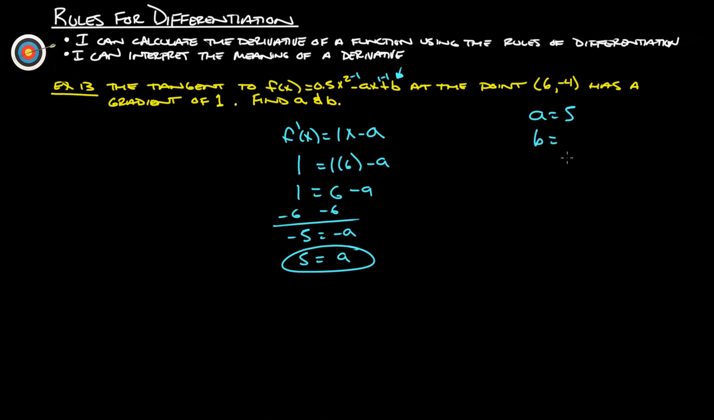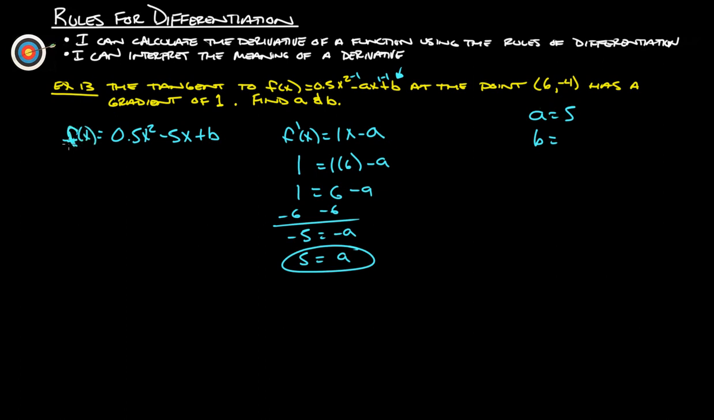And then we just have to figure out what b equals, okay? Now that we know what a is, we only have to find b. We can't find b with the derivative because the b disappears. So we have to go back to the original function here of 0.5 x squared minus a, which we now know is 5, so 5x plus b, okay? And that's f of x, okay?